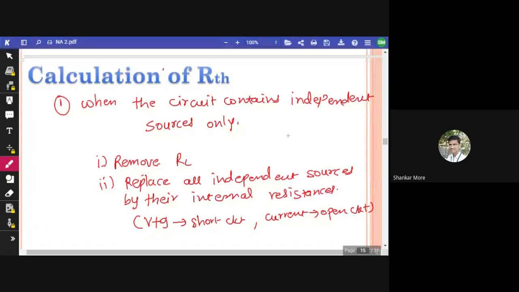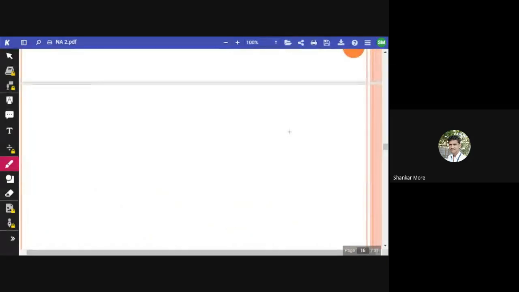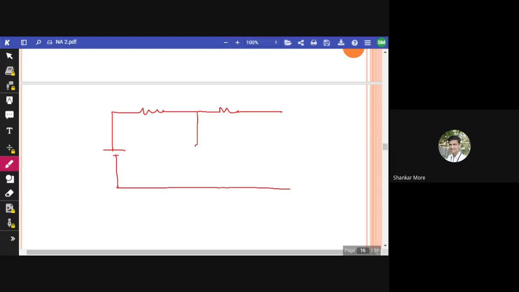Okay, so let us suppose, guys, we have one example here. Let me just draw the example. This is one resistance, this is again another resistance. We have one voltage source here, and again one resistance is here. This is 2 ohm, this is 2 ohm, this is 1 ohm, and this is RL. This voltage source is 4 volt.